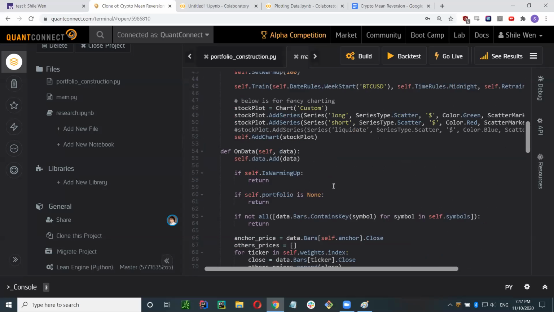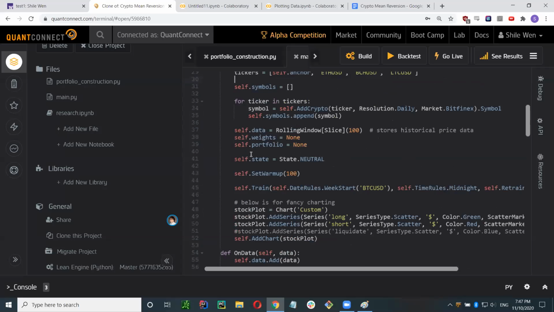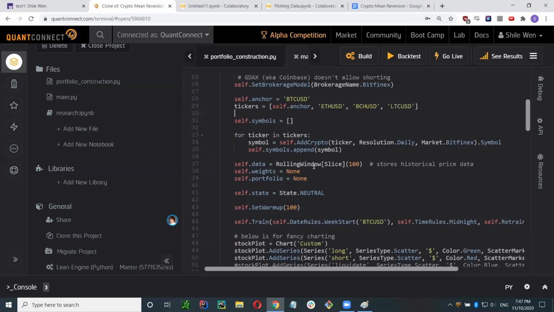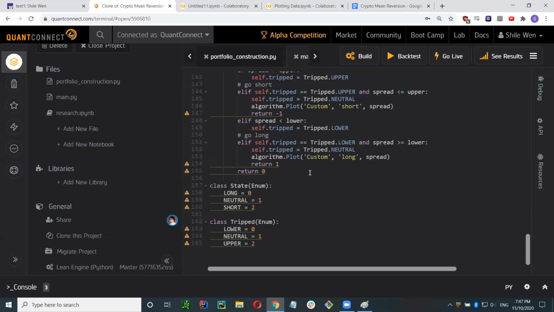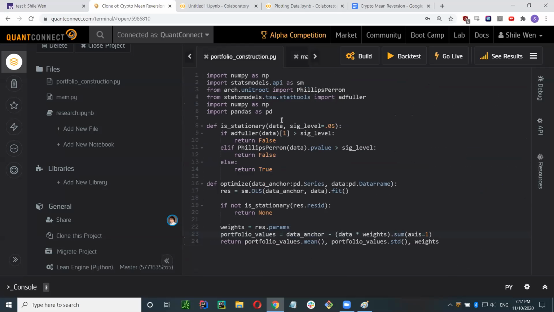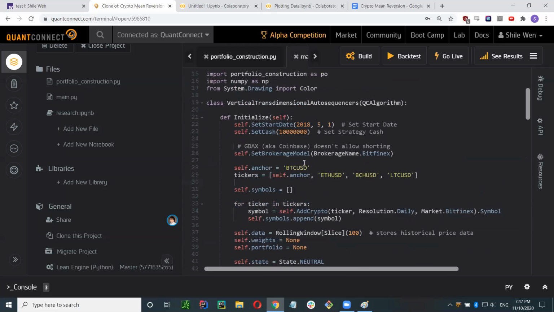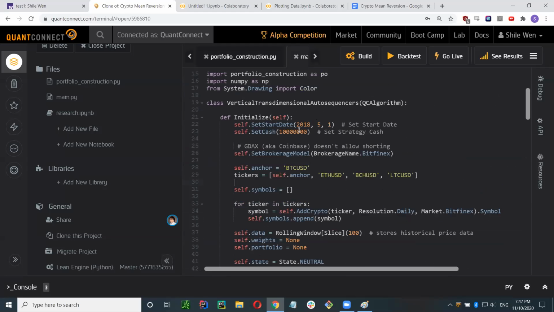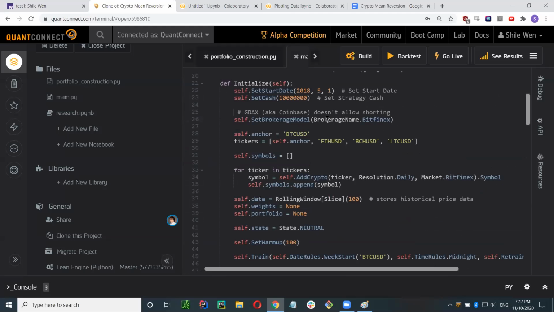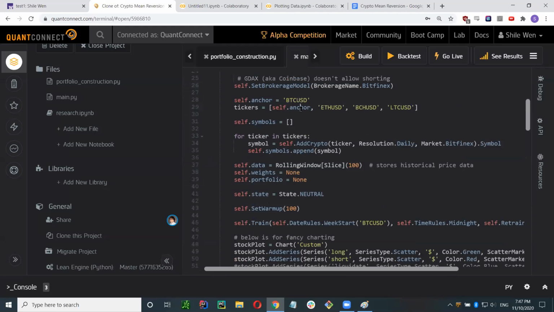This isn't very important. This is all just setup, adding the data, keeping track of the data. Let me go over this line by line. This is pretty trivial: set the start date of the algorithm backtest, set the cash, how much cash you start with, and so on. This will keep track of historical data, and we can convert this into a pandas data frame.